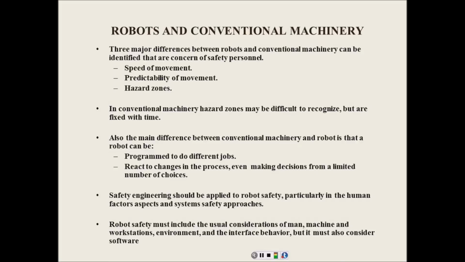And this is the human aspect. This gets more people killed in industry than anything else. It's that humans don't follow the safety procedures that the plant has established. They don't follow them to save a little what? Time. And then they end up having no time. Robot safety must include the useful consideration of man, machine, workstations, environments, and behavior. Even when they were talking about the fences, they said the fence needs to be high enough so it would make it hard for people to climb over. But they know people are going to do what?